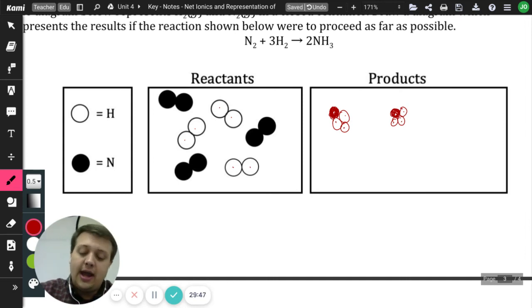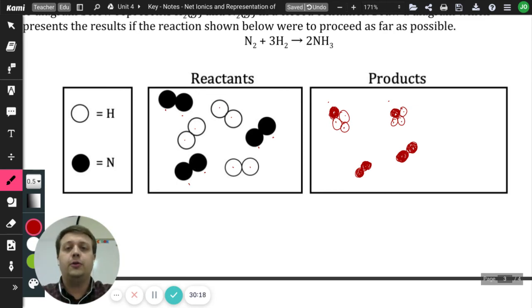On the left side, I have 1, 2, 3, 4, 5, 6 nitrogen. On the right side, I have 1, 2. Okay, well, that's not right. Remember, we have to make sure that both sides have equal amounts. So what we know is that we must have some excess of that nitrogen, which means we need to represent those in our particulate diagrams. So then that should be what our products should look like.